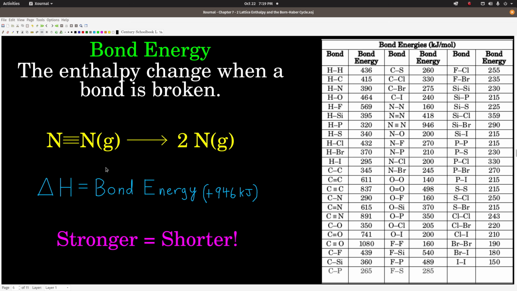Now, the higher the bond energy, the stronger the bond. Stronger means harder to break. The stronger a bond is, the shorter it is, as long as we're comparing apples to apples, the same two atoms on each side. So here's a table of bond energies. This is probably the one I'll give you guys on the exam to use. It's not comprehensive, but it has as much as we'll need.